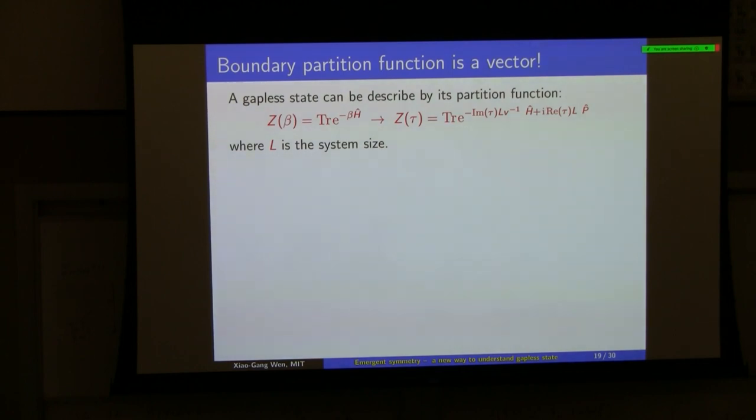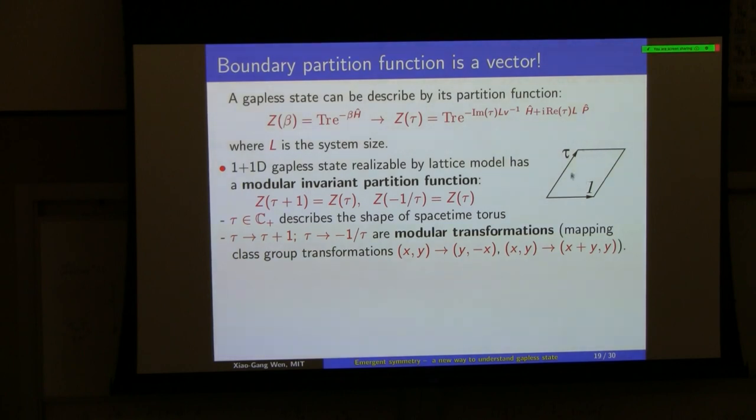Then how do we quantitatively describe gapless states? Well, very simple idea. We use a partition function. The partition function is a function of inverse temperature. Well, we can do some twist. Instead of just taking the trace of the Hamiltonian, we take the trace with some kind of momentum shift, with the momentum operator, the translation operator. So this partition function becomes a function of tau. The imaginary part of tau corresponds to the inverse temperature times the system size, something like that. And the real part of tau corresponds to the translation in the x direction. So this partition function as a function of tau became a quantitative description of gapless states.